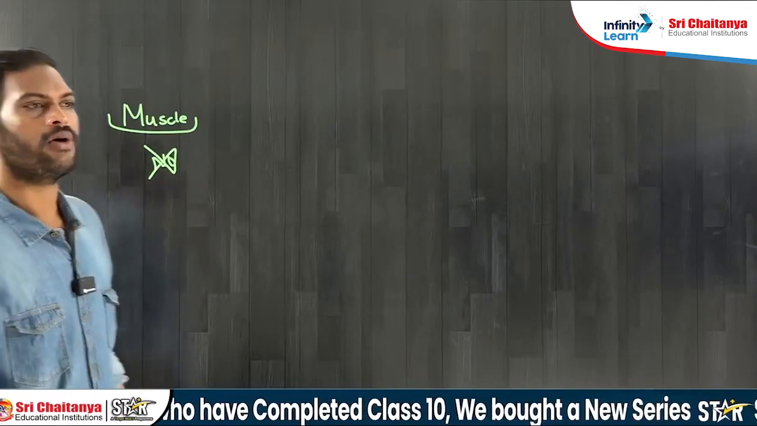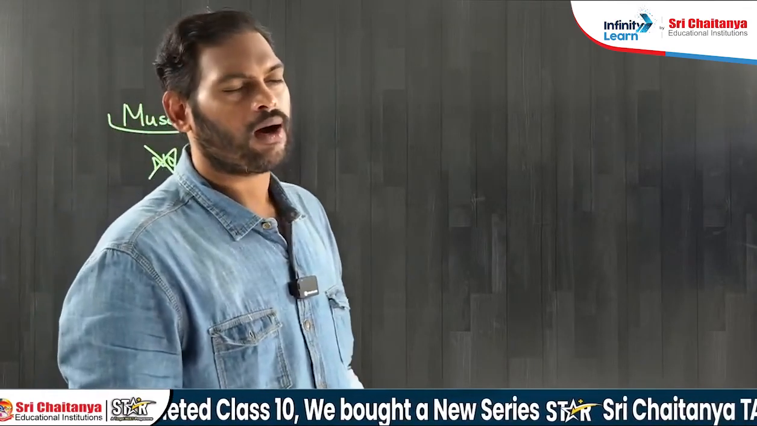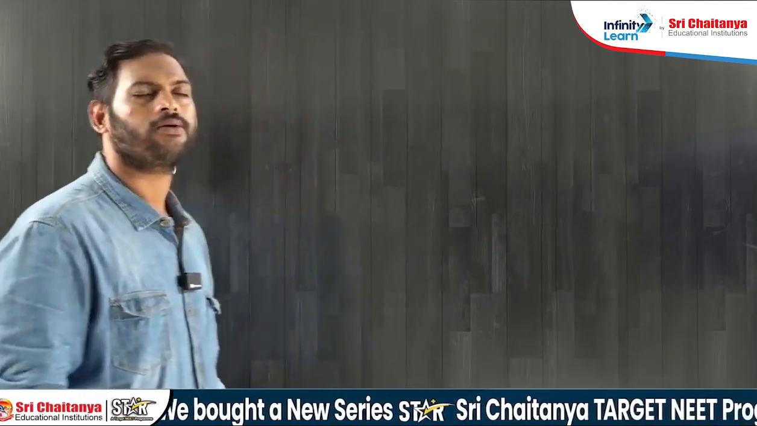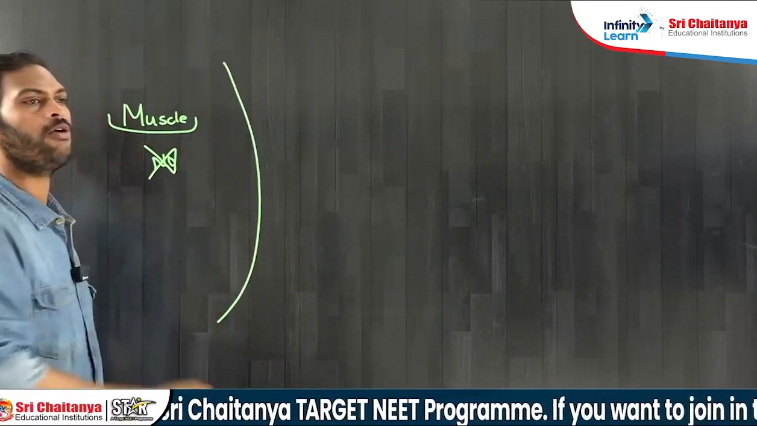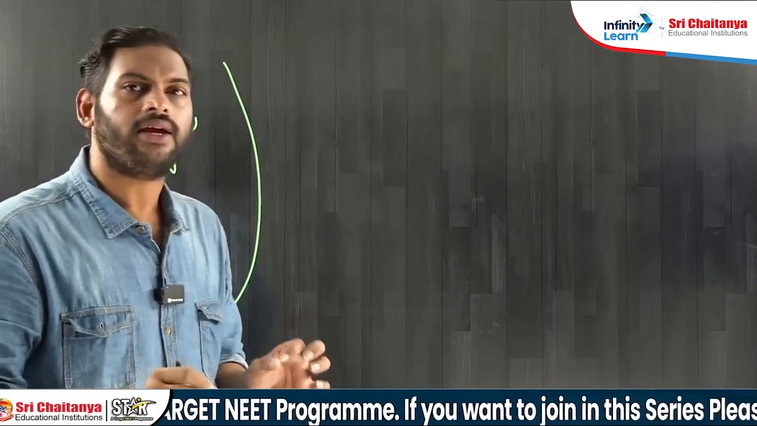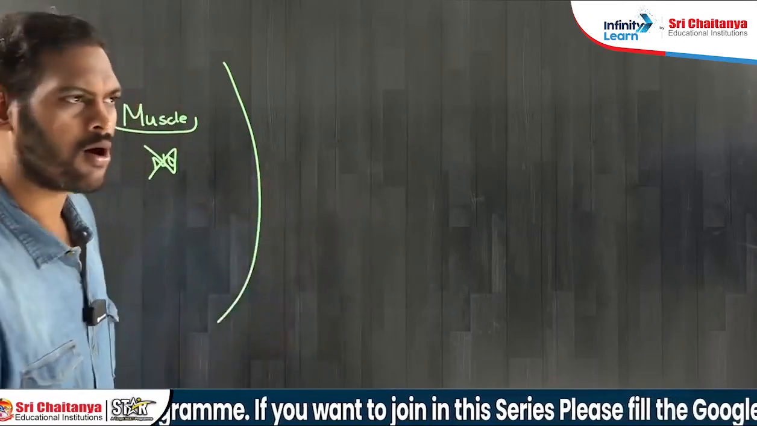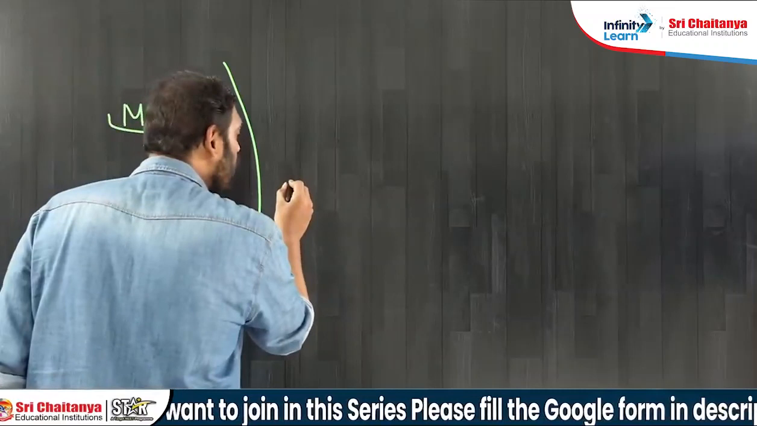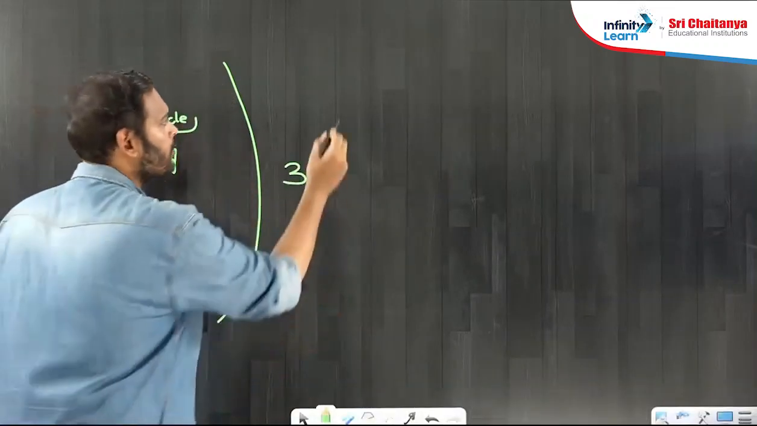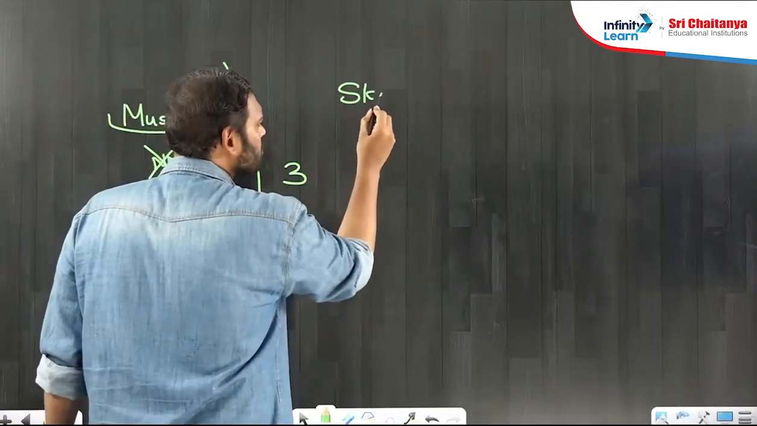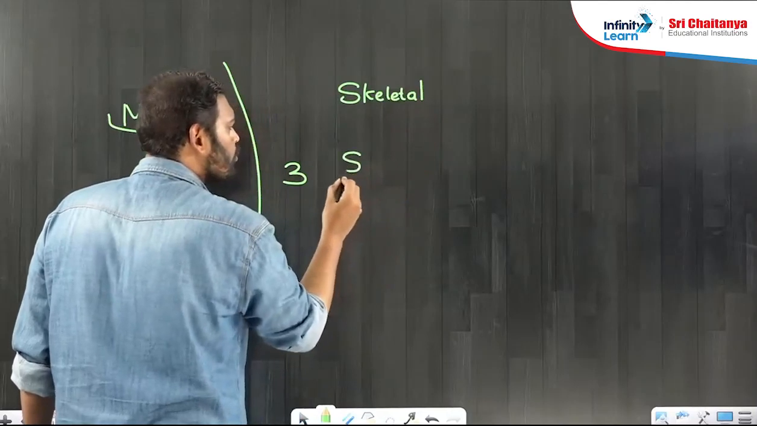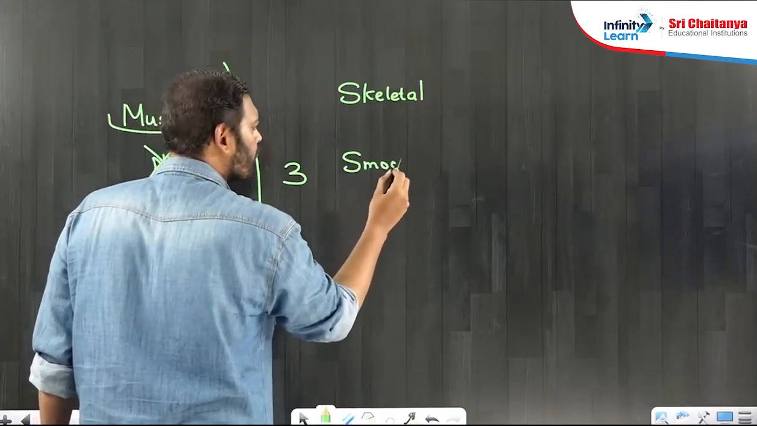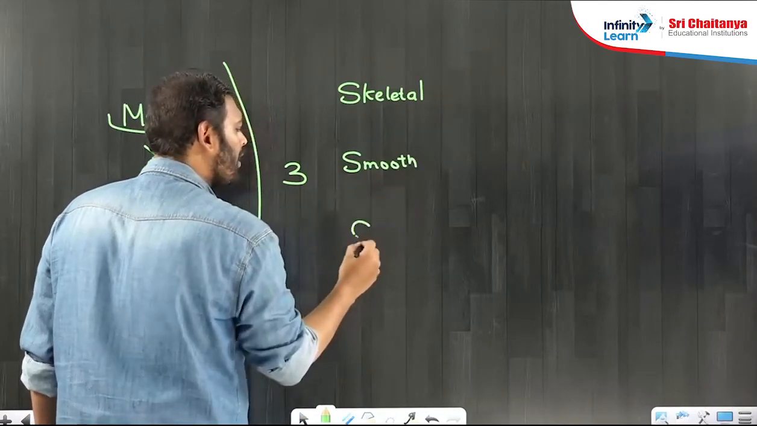Now, a question for you. Tell me, how many types of muscles can be seen in your body? Your body has how many types of muscle cells or muscle tissues? There are mainly 3 categories. What are those? Skeletal muscles, smooth muscles, and cardiac muscle.